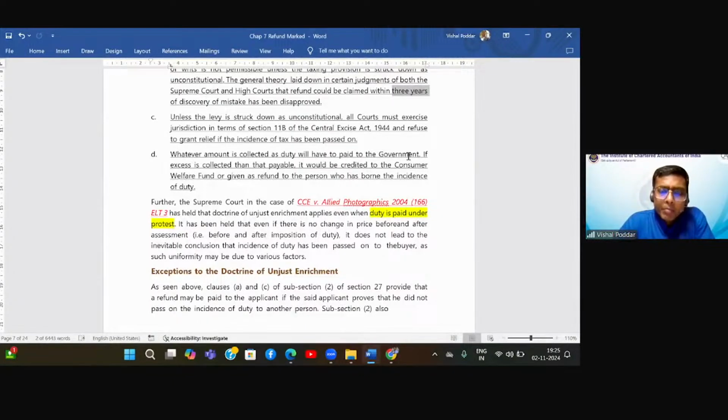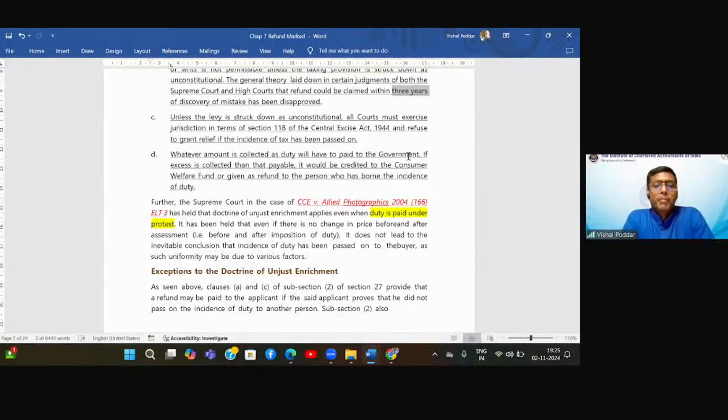So the point is, this is also very important: where you charge any amount in your invoice, claiming it to be some type of tax or duty, even though the amount charged by you is excess or wrong, you have to first pay it to the government. So first pay it, and then you go and claim refund if you have not passed on the incidence. But if you have charged it in the bill, anyway, the incidence has been passed.